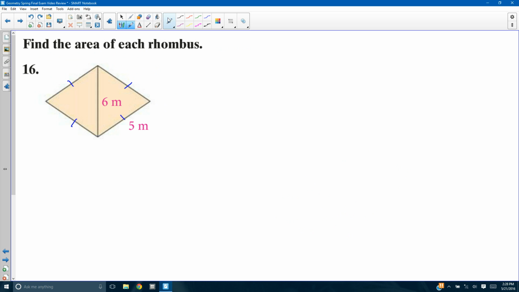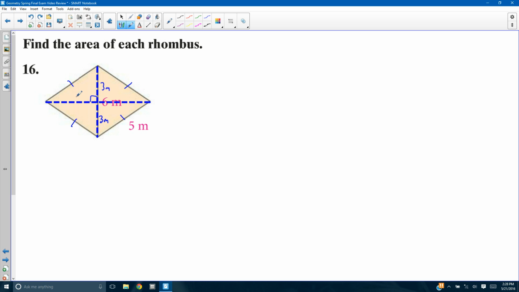Diagonals are perpendicular bisectors of each other. So what does that mean? This guy intersects with this guy at 90 degrees, and it breaks these up into equal parts. Now the original diagonal they had, this one that was 6 meters, means that this is 3 meters here, 3 meters here. We don't know how long this one is.